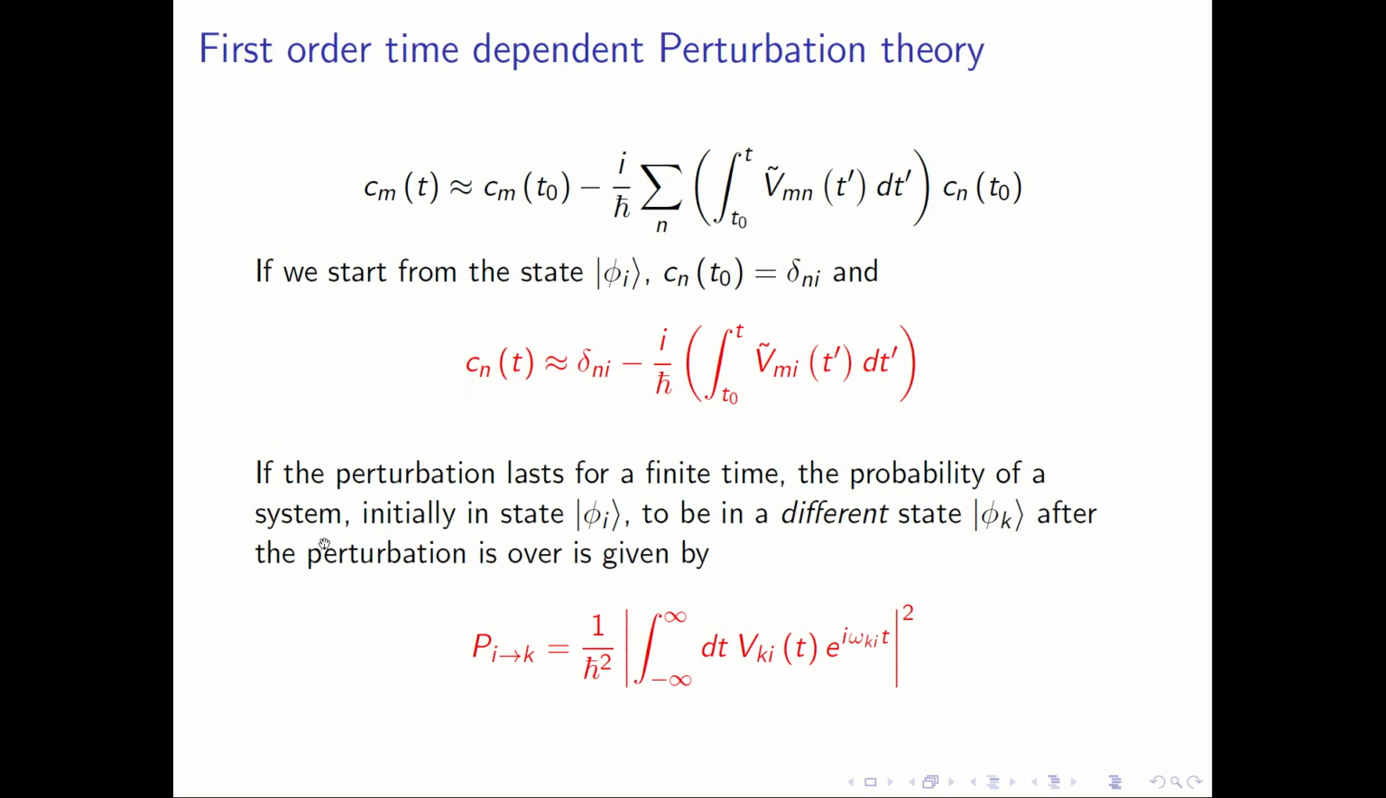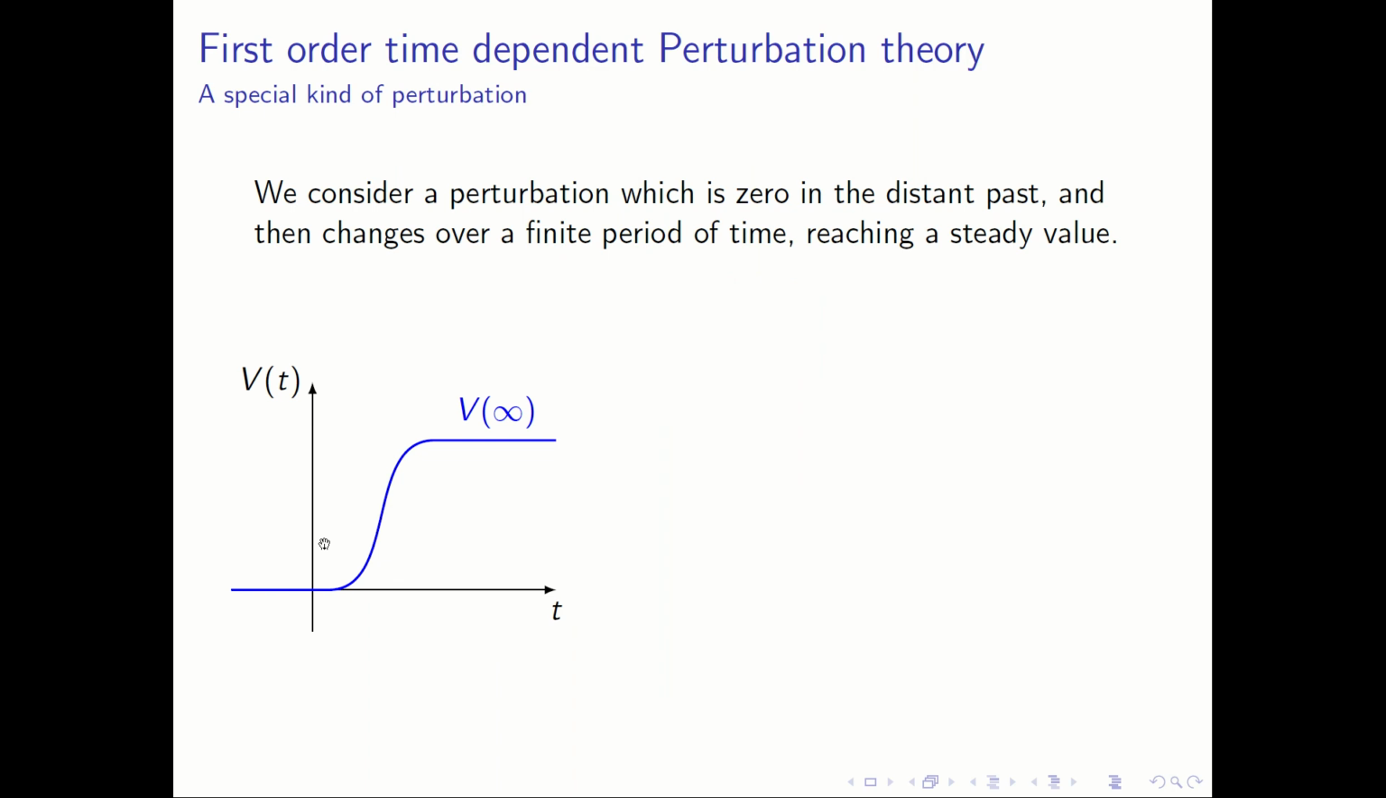Let us now consider another kind of perturbation. The kind that we just discussed is a perturbation which lasts for a finite amount of time and goes away. The next kind of perturbation I'm going to talk about is somewhat special. It's a perturbation which is zero in the distant past, as in our previous example. It changes over some finite period of time, but then does not vanish. Then it reaches a steady value, which we are going to call V of infinity, which of course means that once the time is large enough, V doesn't change at all. So whatever value it attains at infinity is the value which it has for all the time after its initial change.